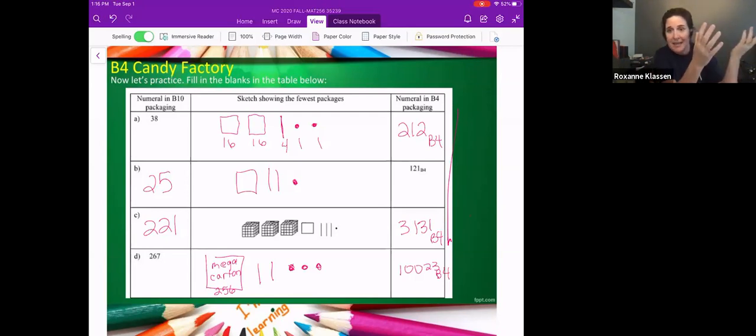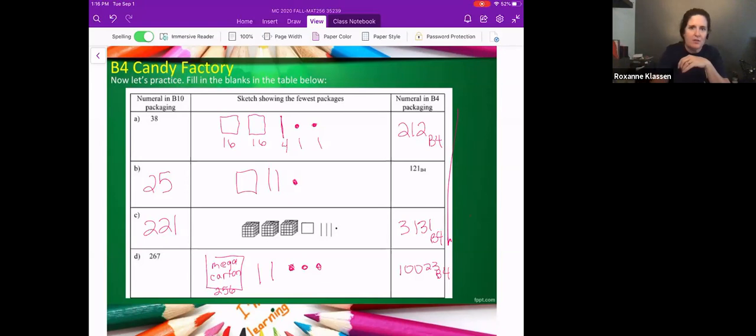So I called it a mega carton. Some groups called it a crate, a case, whatever you want to call it. I'm ordering the mega carton of candy as soon as we're done. I'm just kidding. Anyway, so this will help you make sense of it, right? And then the number in the far right would be 10023 in base 4.